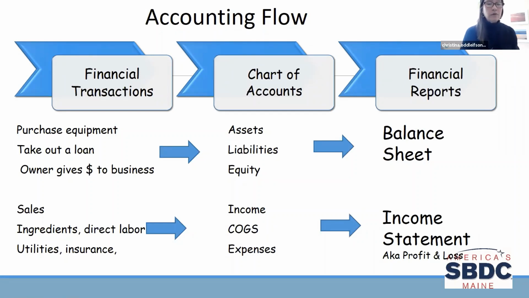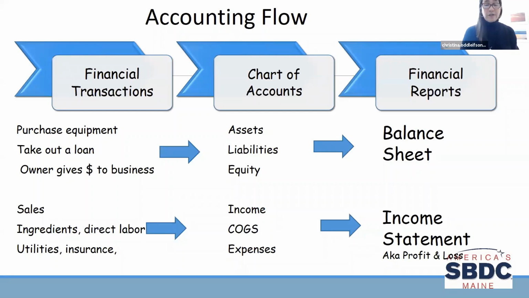If you take out a loan, that would be a liability. And if you as an owner give money to the business from your personal bank account and put it into your business bank account, you've just increased the equity that you have in the business. So that gets categorized as equity. All 3 of those accounts end up on the balance sheet, which is the first major financial statement.